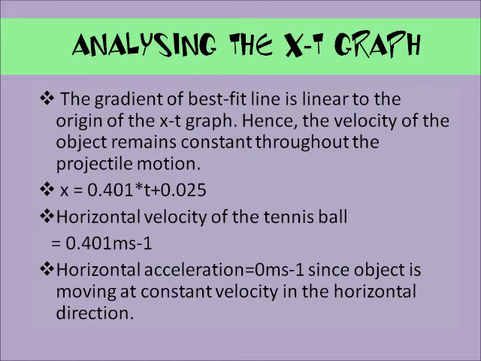From the xt graph obtained, we have analyzed that the gradient of the best fit line is linear to the origin of the xt graph. Hence, the velocity of the object remains constant throughout the projectile motion. The formula for x is 0.401 t plus 0.025. The horizontal velocity of the tennis ball is 0.401 meter per second, and the horizontal acceleration is 0 meter per second squared since the object is moving at constant velocity in the horizontal direction.